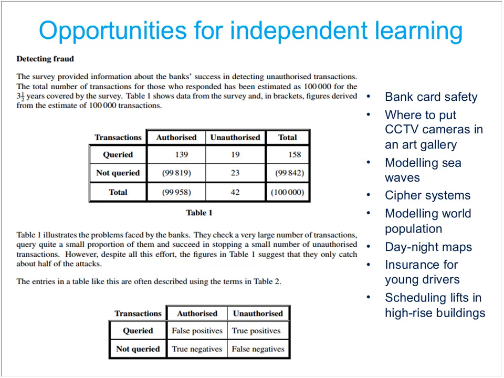Now I come to the comprehension passages and questions for the current spec, which I think are a really wonderful resource. And here's a small part of one passage. This one is about bank card safety and card fraud, and it has some data about how good banks are at detecting fraud and what they do about it.